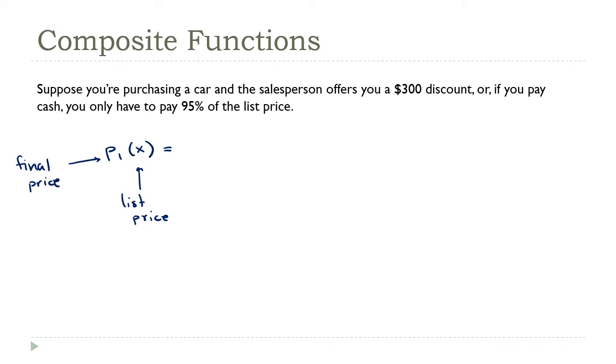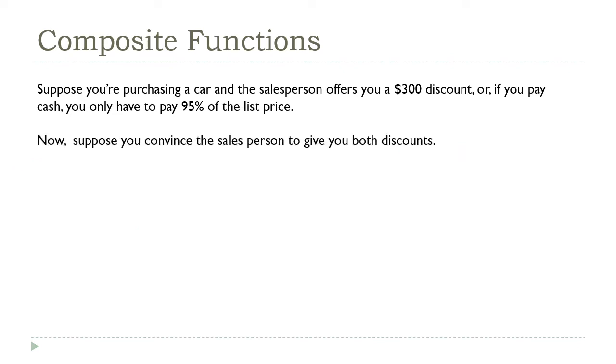So how do we get the final price in this case? Well, we take the list price and subtract $300. Simple enough. Now let's do a second function, P2 of x. This will be the percent discount. To get the final price here, we take that list price x and multiply it by 0.95. So there we've got our two functions. Hold on to those, and let's see how we can bring this idea of function composition into this example.